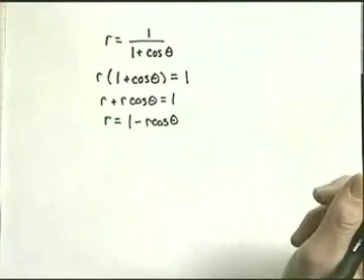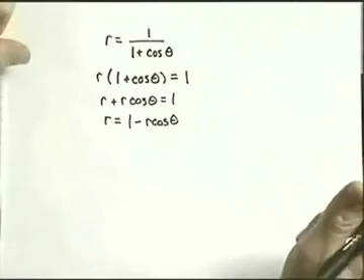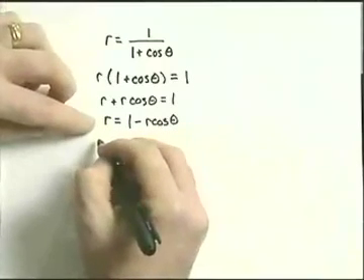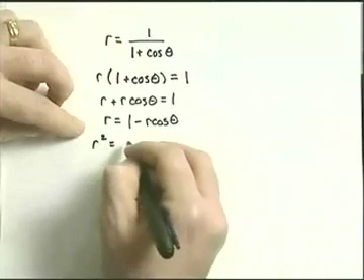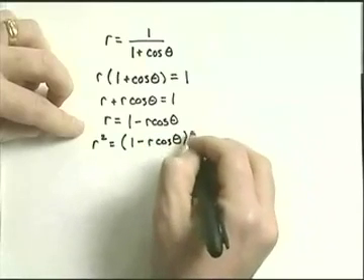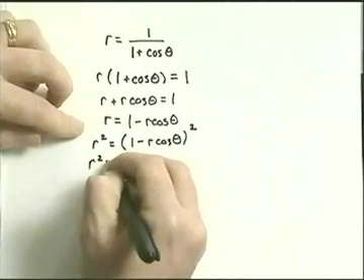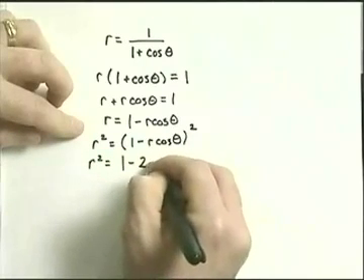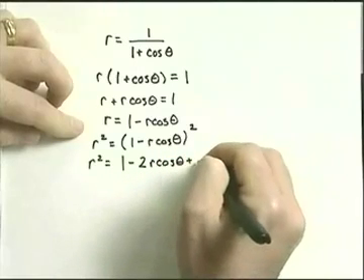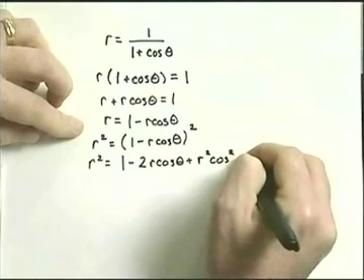One is to multiply both sides of the equation by r. The other is to square both sides of the equation. In this problem, we're going to square both sides of the equation because on the left-hand side, I would get r squared. On the right-hand side, it doesn't look like I'm accomplishing much, but when I multiply this all out, I get 1 minus 2r cosine of theta plus r squared cosine squared of theta.